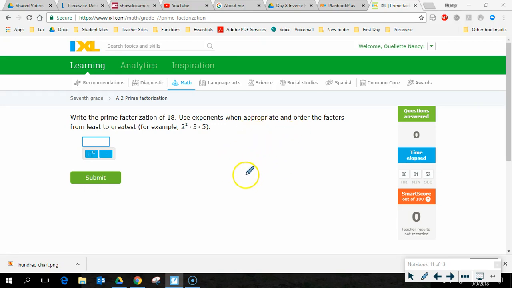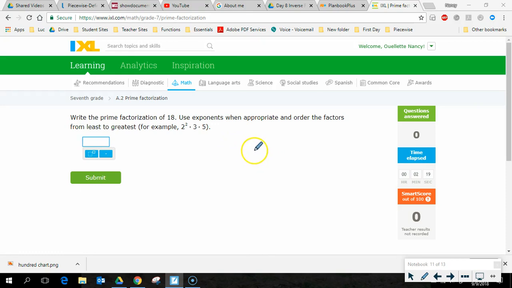I want to show you a little trick that I use with my 7th grade students, and my younger students too, with prime factorization. Now, prime factorization, basically the definition of it, is that it's a way to rewrite a number as a group of its factors, and the factors are all prime, so it's a product of these factors, and all your factors are prime. So for example, 2 squared times 3 times 5.